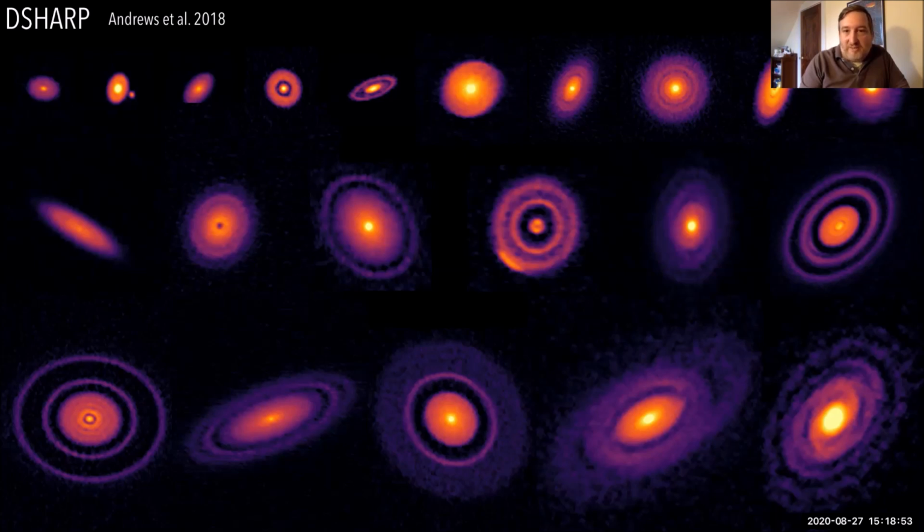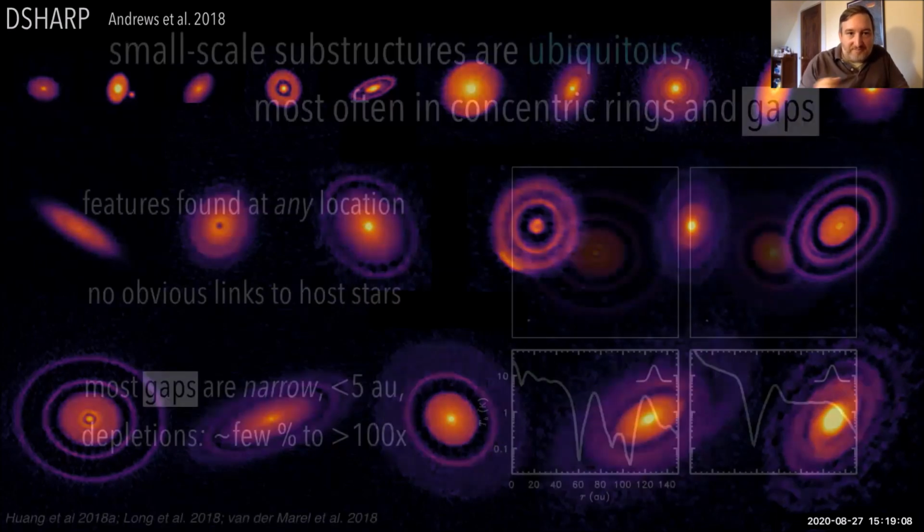And basically what happens is you see substructures in all cases. There's a remarkable diversity and variety of things that you do see. I'm going to go through a few of them quickly.